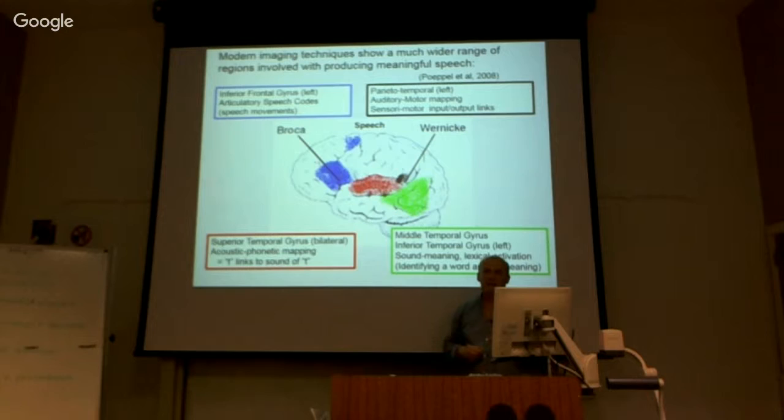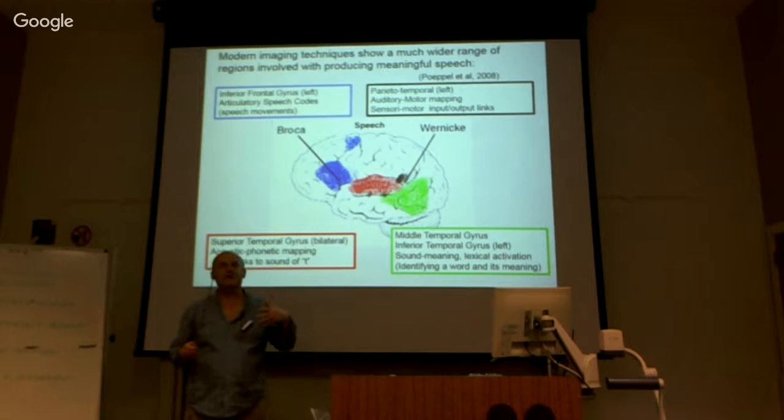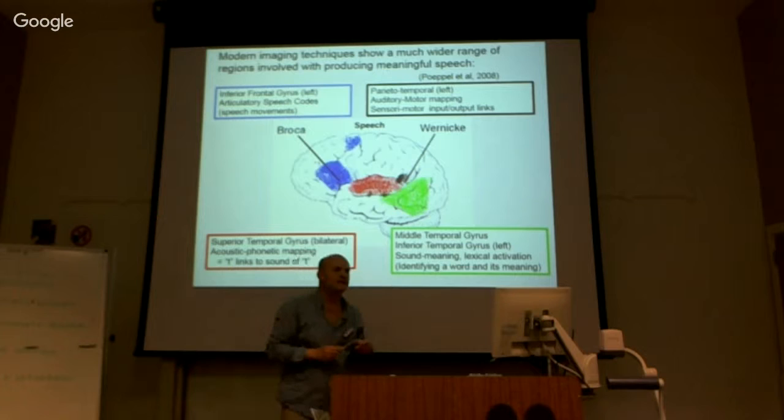And then we have, in the left side, parietotemporal auditory motor mappings. So the idea there is that you've got sound and motor movements being related together. Yes? When you say that Broca's area is related to the articulatory speech, someone with damage in that area could write?